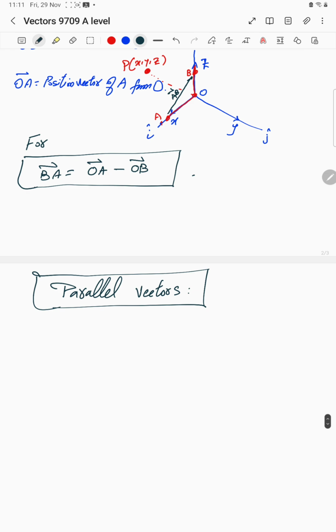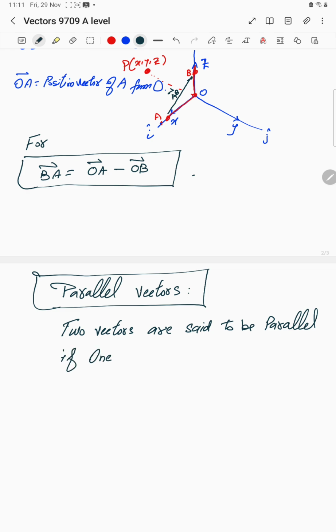Now we are talking about parallel vectors. Parallel vectors, as is clear from the name: two vectors are said to be parallel if one vector is a scalar multiple of the other.